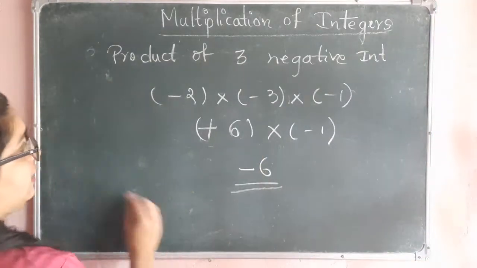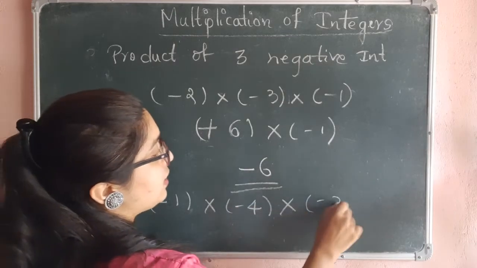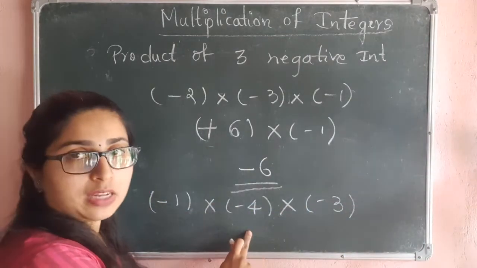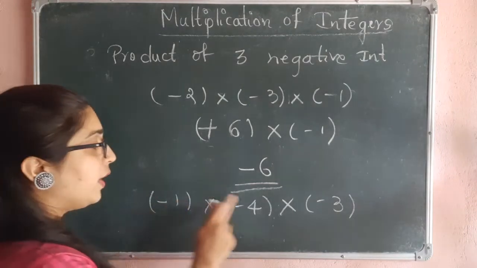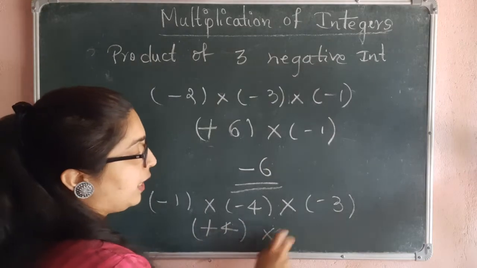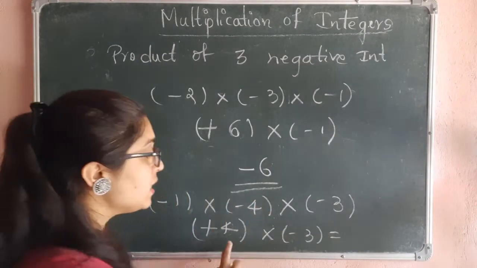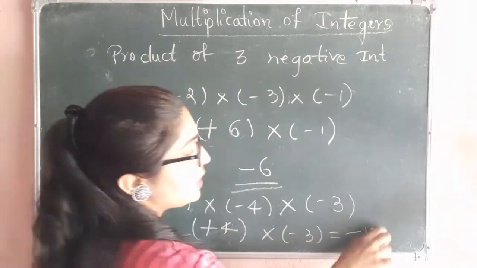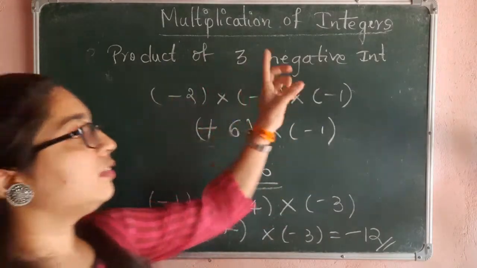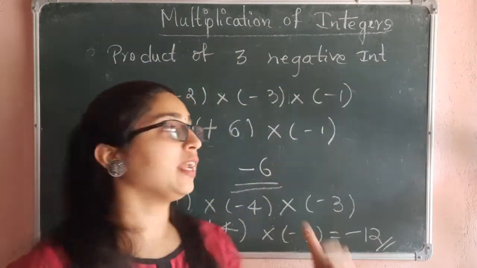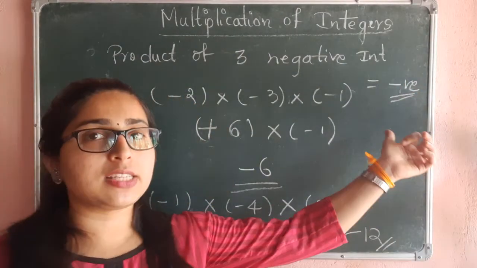Another example: -1 into -4 into -3. So -1 into -4, once again minus into minus, gives me plus. 1 into 4 is plus 4 into -3. Once again plus into minus, opposite signs, so negative. 4 into 3 is 12. So I am getting -12. Whenever you have three negative integers, I will be getting a negative integer as the product.